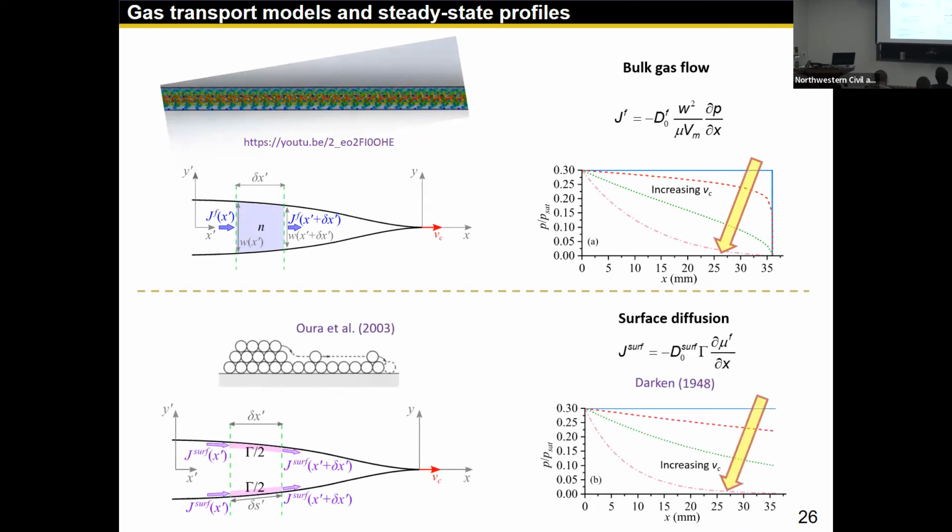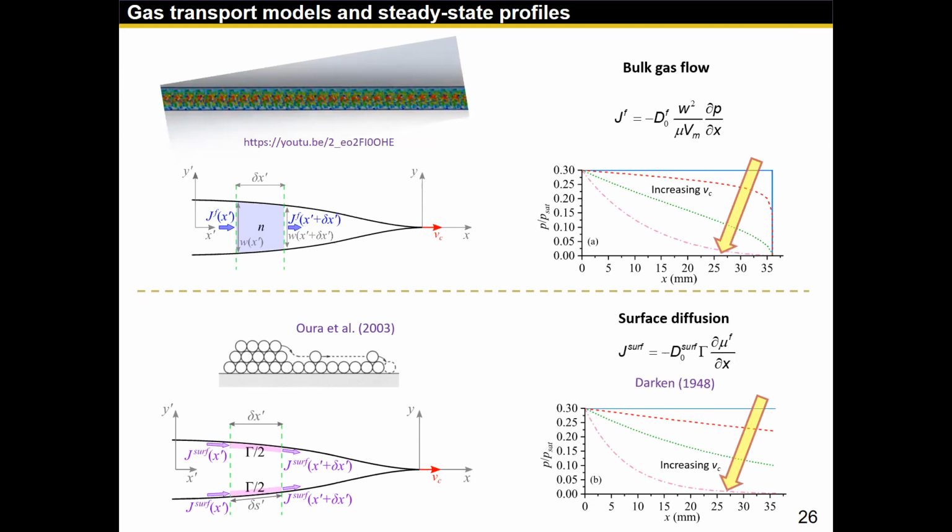You can also consider the transport in the adsorbed layers. That's a surface diffusion mechanism. Similarly, we use a surface diffusion equation. Here you can see the overall diffusivity is proportional to the surface coverage. And a similar trend is predicted.